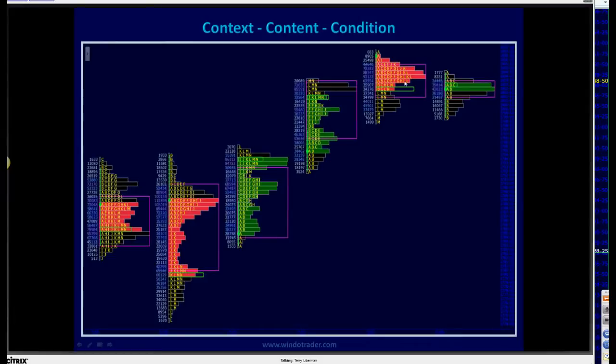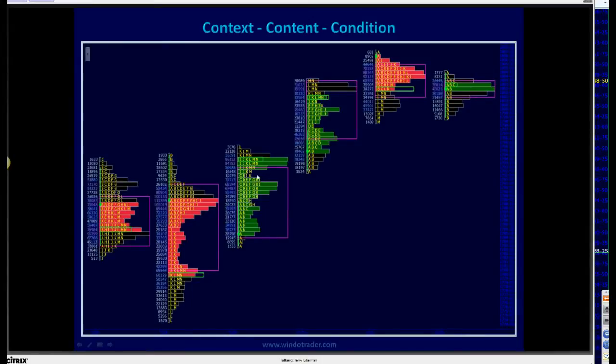By looking at the different relationships of those value areas, we can again begin to determine what is the actual content within the context or even the condition of the market. Where we had the outside value here, we were looking for a directional move. And we got it right here where we started getting a little bit of overlapping value. The next one, we got significantly higher value. And right here, we got back into overlapping value and then into inside value.